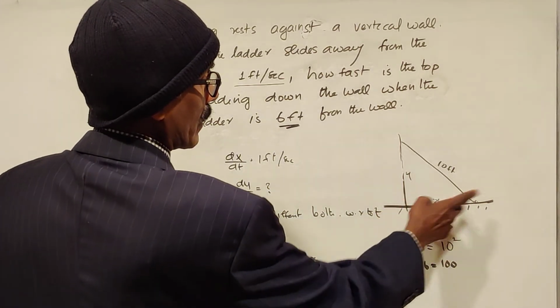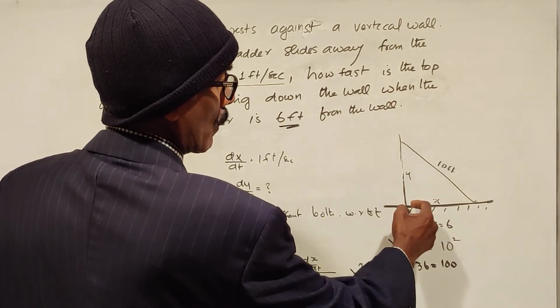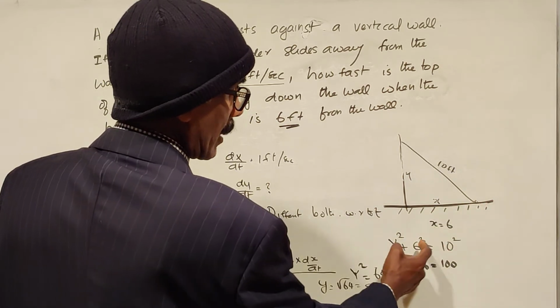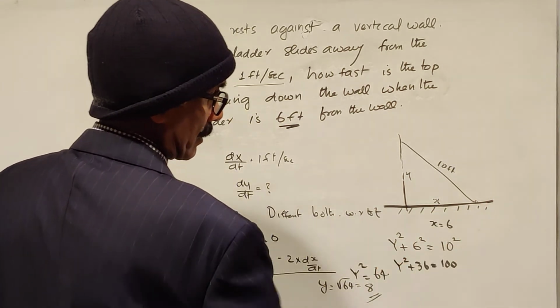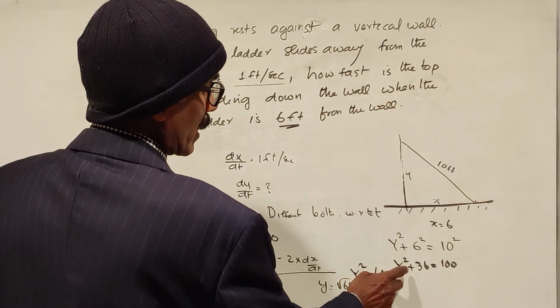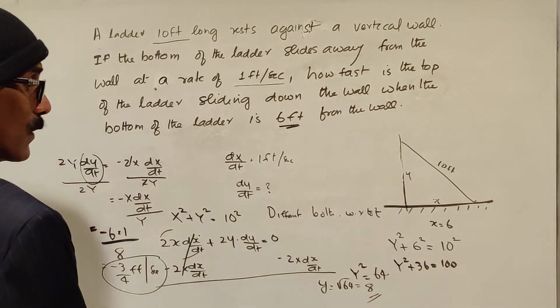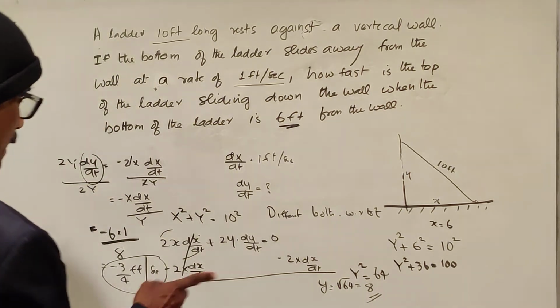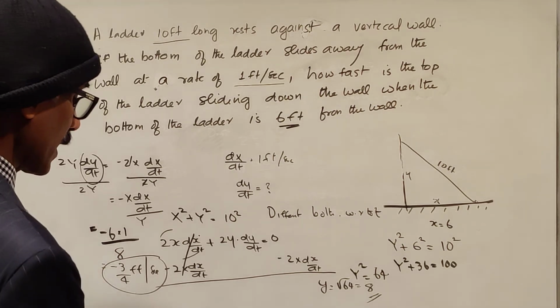y square plus 6 square. What is 6? The given distance from the wall to the bottom of the ladder. That is 6 square equals the length of the ladder, y square plus 36 equal to 100. y square is equal to 64, y is equal to 8. So just apply that value here, you get minus 3 by 4 feet per second.